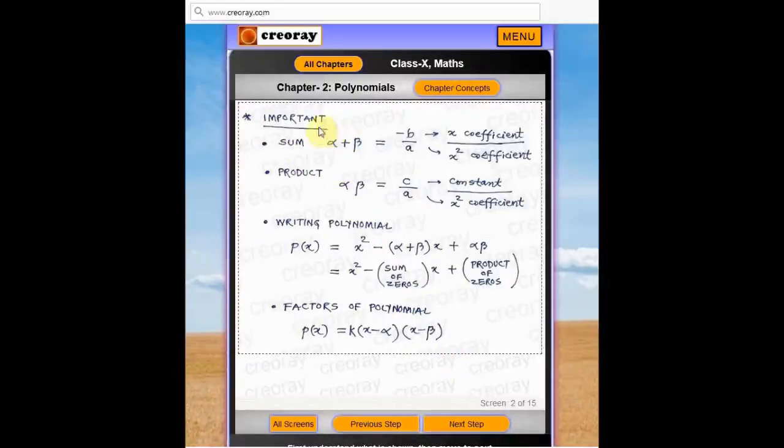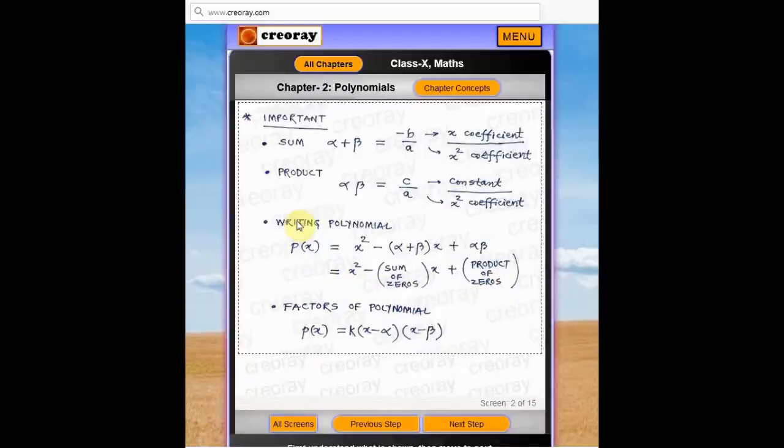Now you will require this sum and product relationship while solving questions. Few questions will ask you to write the polynomial when alpha and beta are given. At that time you have to use the fact that p of x equals x squared minus the sum of zeros, that is alpha plus beta, times x plus alpha beta, the product of zeros. So you can remember it as x squared minus sum of zeros times x plus product of zeros.